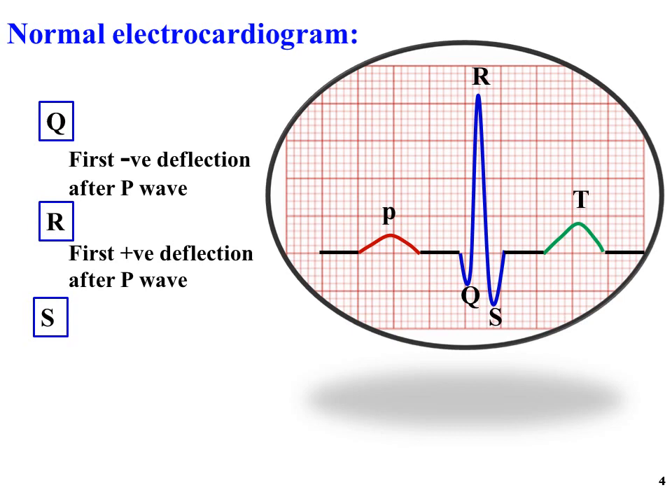S wave is the first negative deflection after R wave.